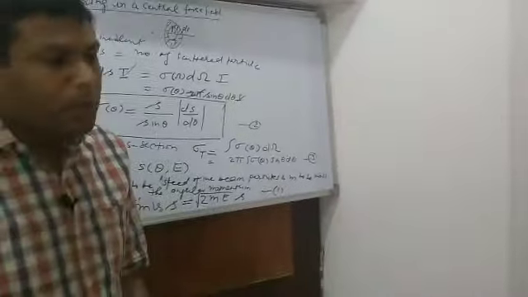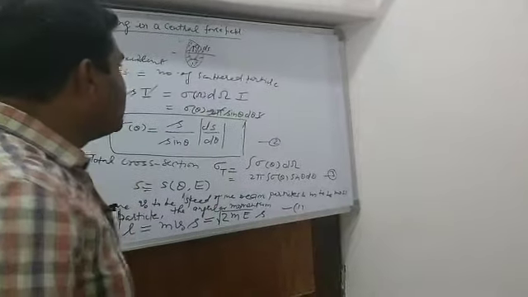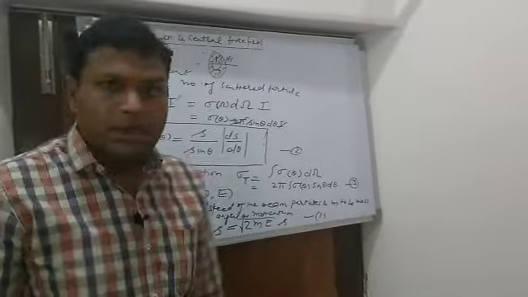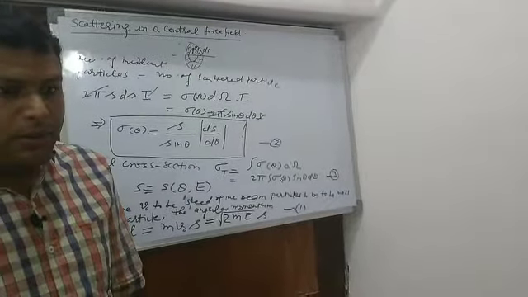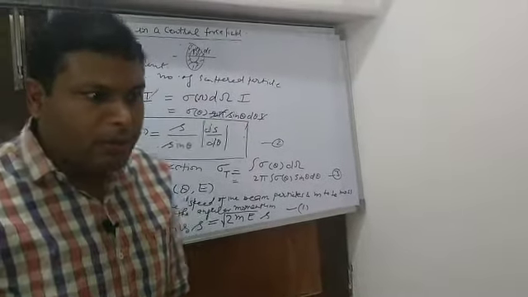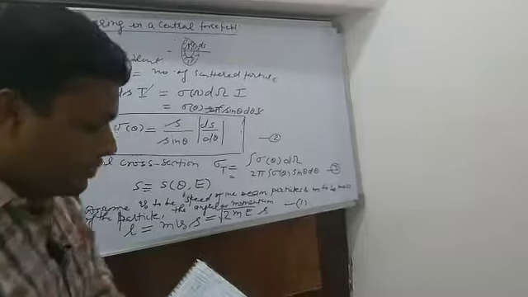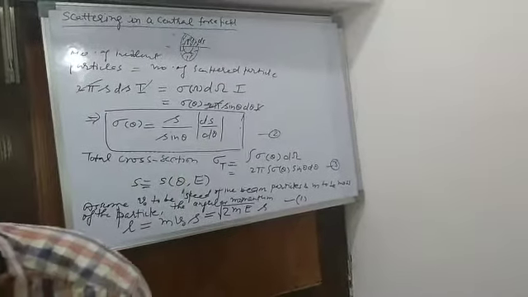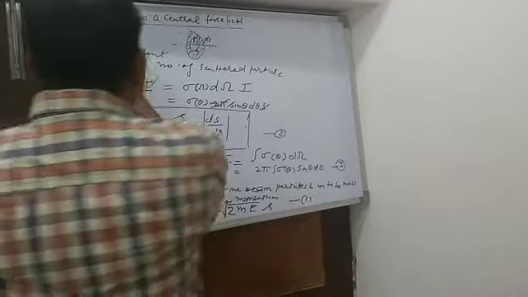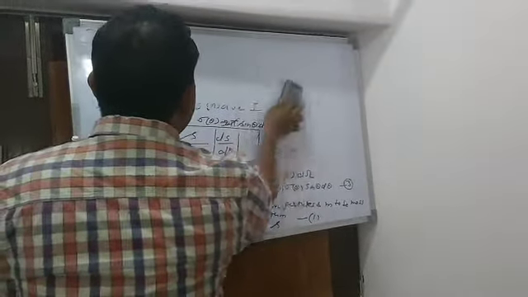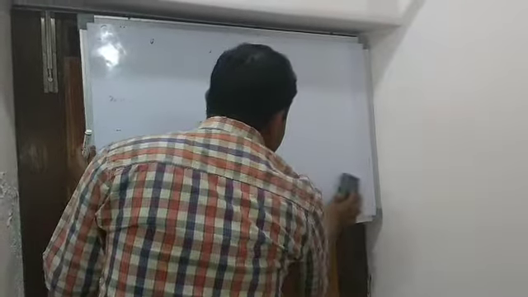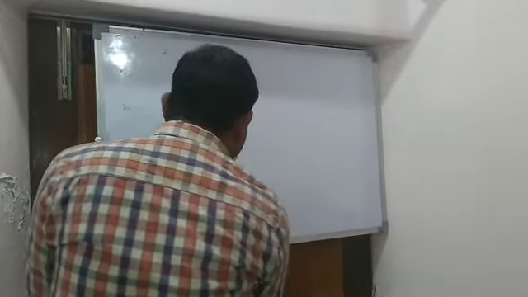So now, after getting this idea, we will get back to the kind of scattering we want to study here, and we'll try to get an idea of the total cross section for that kind of scattering. The scattering that we are going to study is essentially called Rutherford scattering.